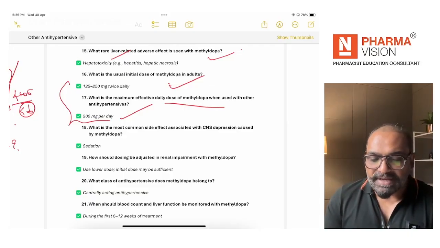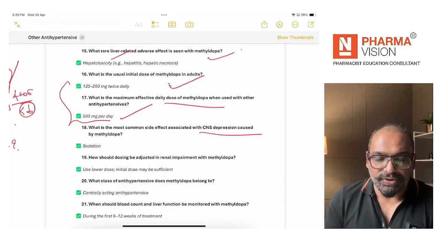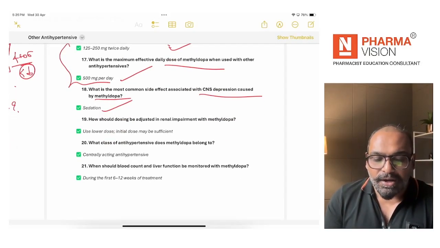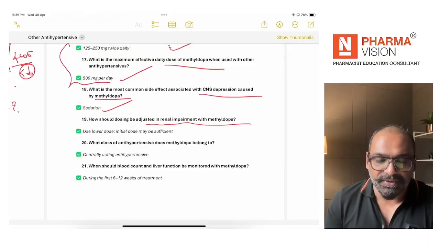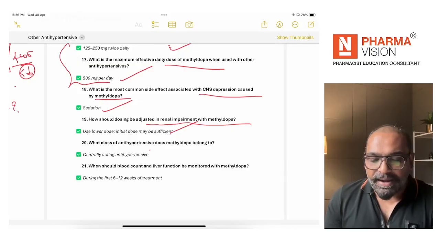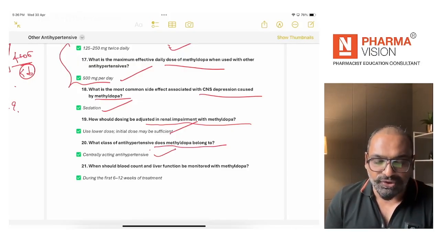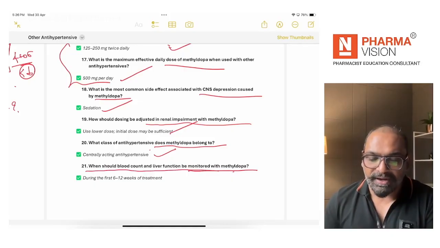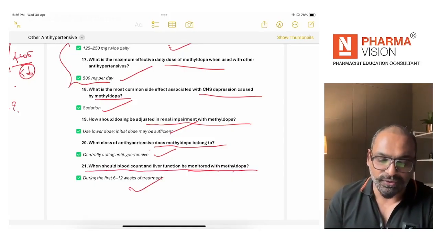What is the most common side effect associated with the CNS depression caused by methyldopa? Sedation. How should dosing be adjusted in a renally impaired patient with methyldopa? Use a lower dose. What class of antihypertensive does methyldopa belong to? Centrally acting antihypertensive. And what should be monitored? Blood count and liver function, after 6 to 12 weeks.